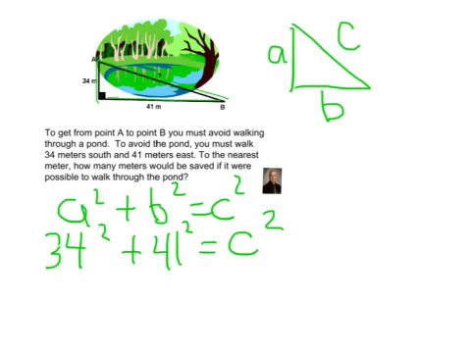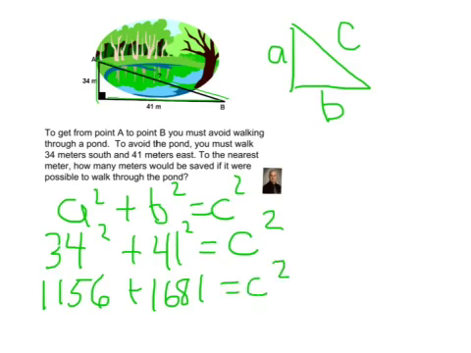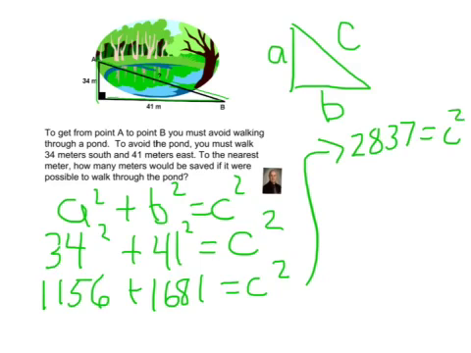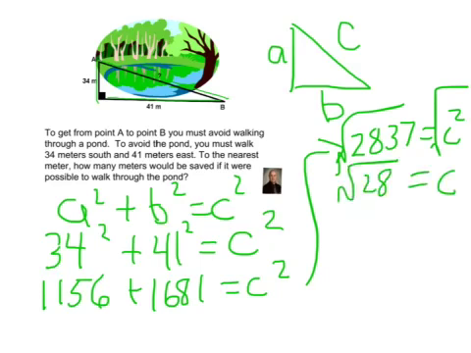Now here's where a calculator would come in handy. 34 squared is 1156, and 41 squared is 1681, and together they equal c squared. So together that equals 2837, or c squared. If I take the square root of both sides to maintain equality, then c is the square root of 2837, and that's an exact amount in meters.